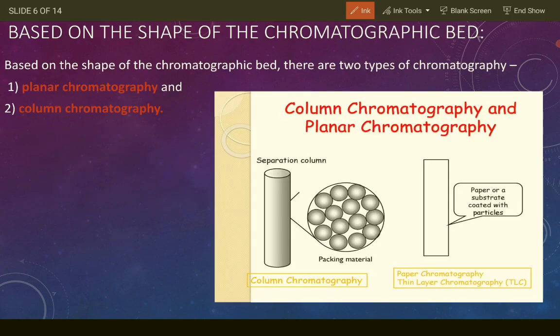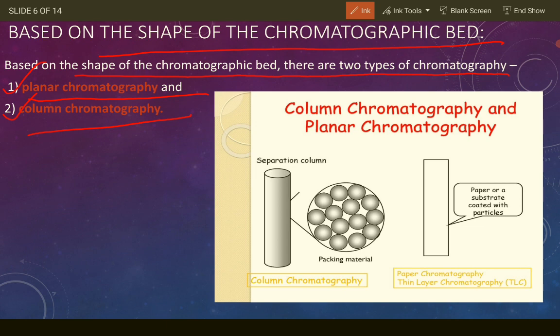So based on the shape of the chromatographic bed, there are two types of chromatography. The first is planar chromatography and the second is column chromatography. So based on whether the solid state or the chamber where you are carrying out the chromatography is planar or columnar, there are two types of chromatography, right?